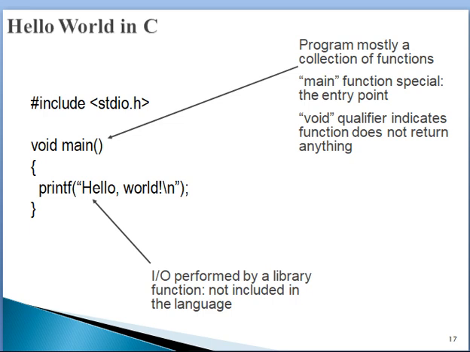Void main. Main is the function. Void indicates it is a qualifier. The main function does not return anything. After that, curly braces. Next, printf. Printf is an output function.